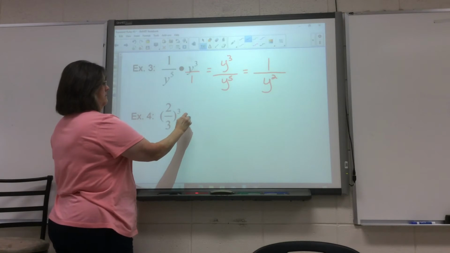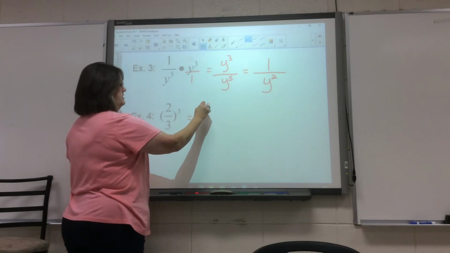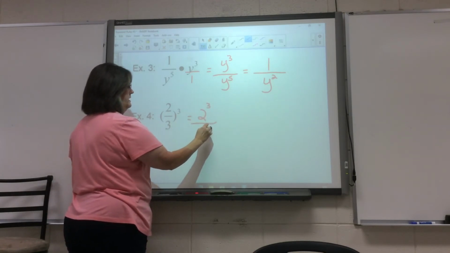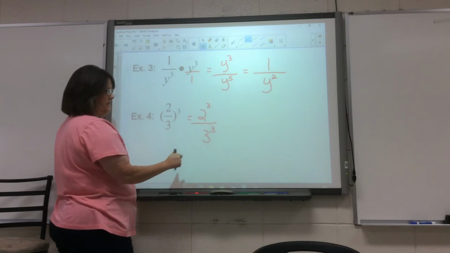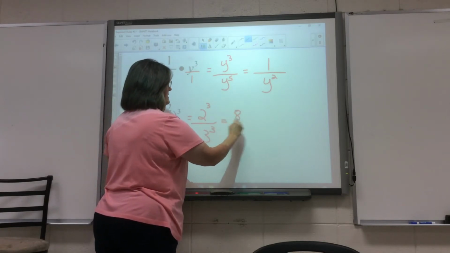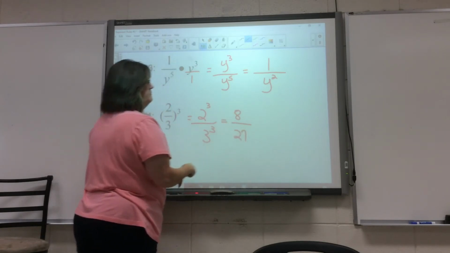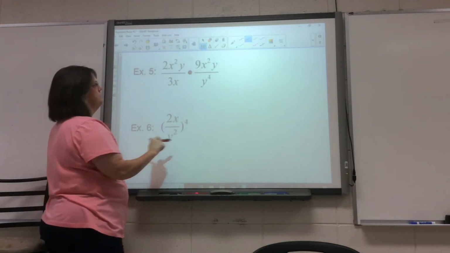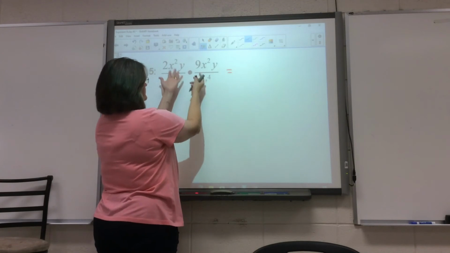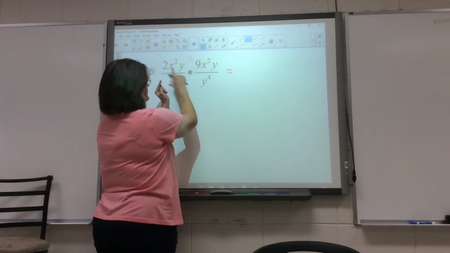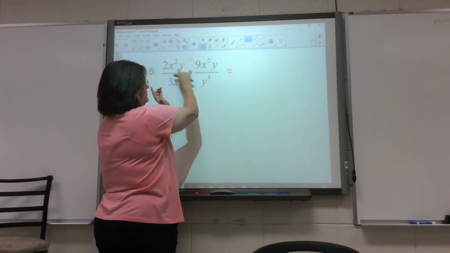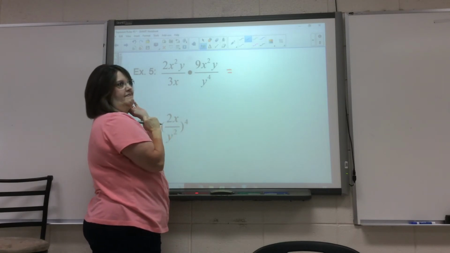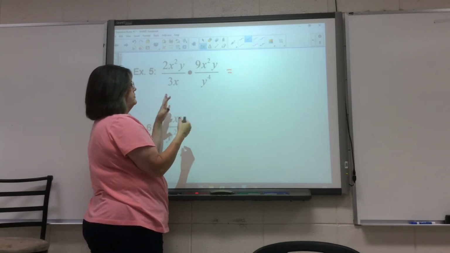Okay. This is 2 to the third over 3 to the third. And if I were to do that math, that would be 8 over 27. If it reduced, you would reduce it. Now, what I find easiest when you have them like this is to go across, do the numerator, do the denominator, and then start trying to do your subtraction.